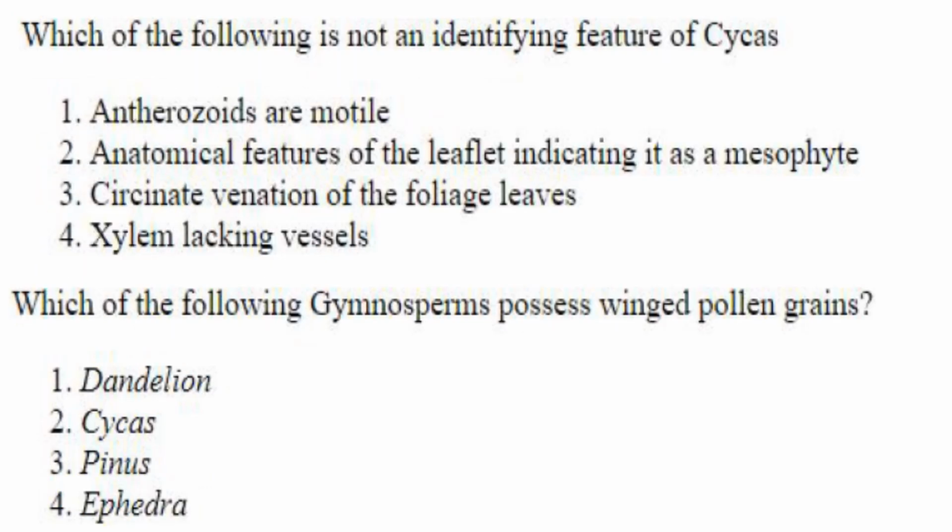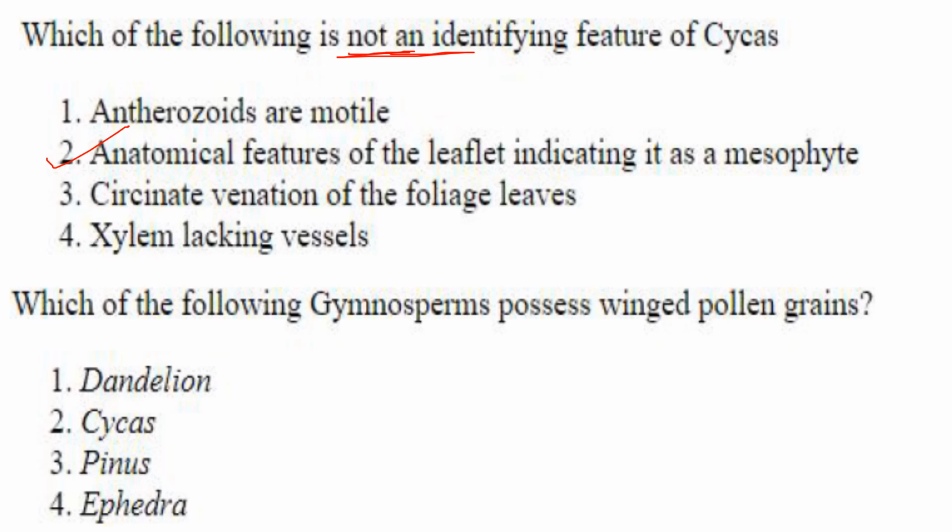Then which of the following is not an identifying feature of Cycas? It has antherozoids that are motile, yes. Anatomical features of the leaflet indicating it as a mesophyte, no. That is the answer because they have asked for the not an identifying feature of Cycas. So 2 is the answer. Circinate venation, that is a Cycas characteristic. Xylem lacking vessels, Cycas is a gymnosperm, so naturally no vessels. So 4th is also right.